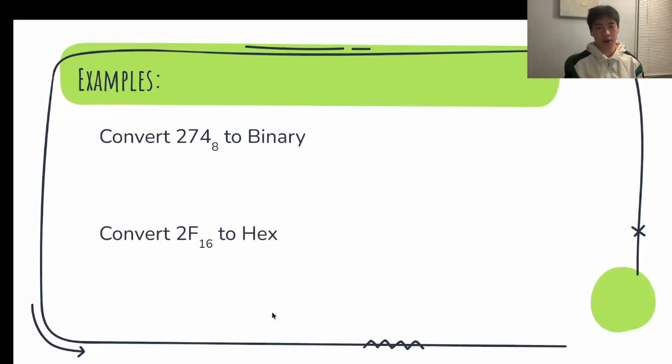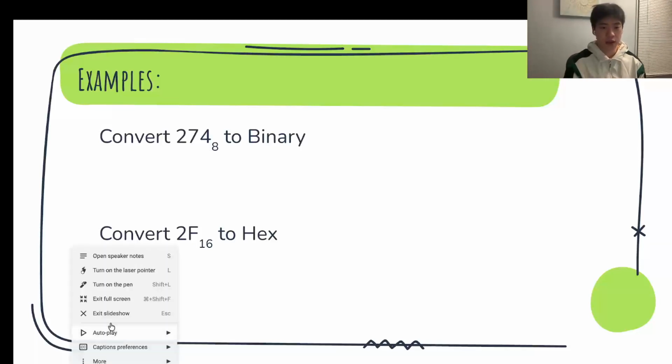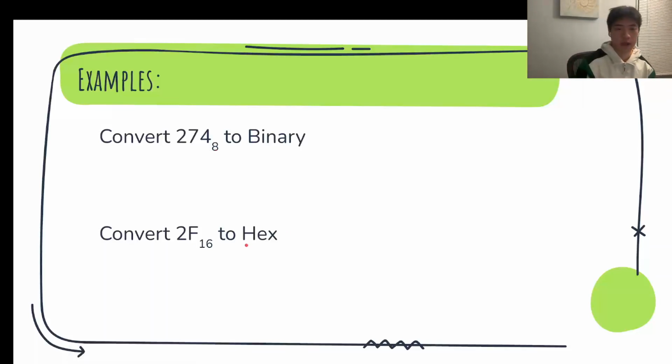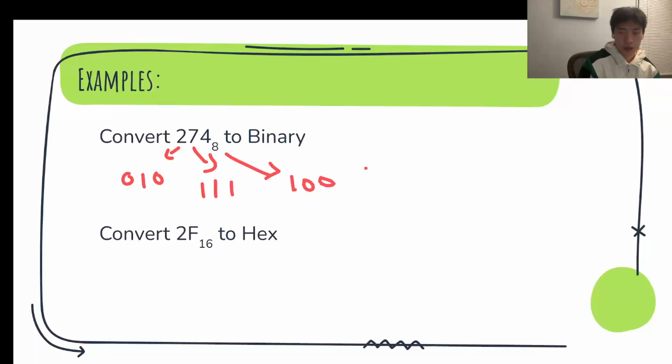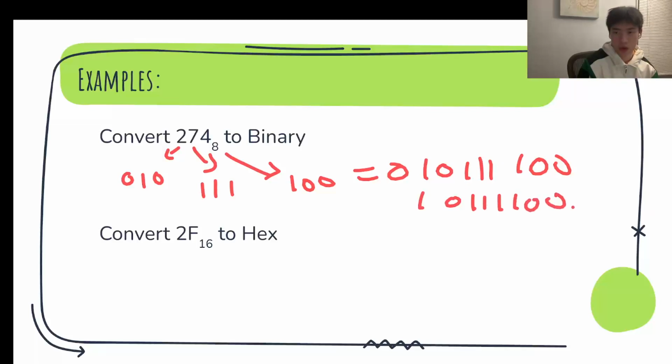All right, so for some examples, we have 2, 7, 4. Let's convert this to binary. So 2 is equal to 0, 1, 0. And make sure that we have the 0 here for the group of 3. 7 is equal to 1, 1, 1. And 4 is equal to 1, 0, 0. So in total, we have 0, 1, 0, 1, 1, 1, 1, 0, 0. And now we can see that this first 0 is not doing anything, so we can just have 1, 0, 1, 1, 1, 1, 0, 0. We can remove it.